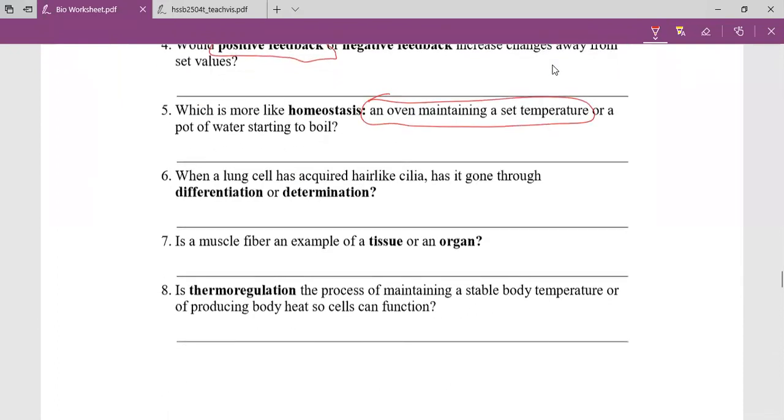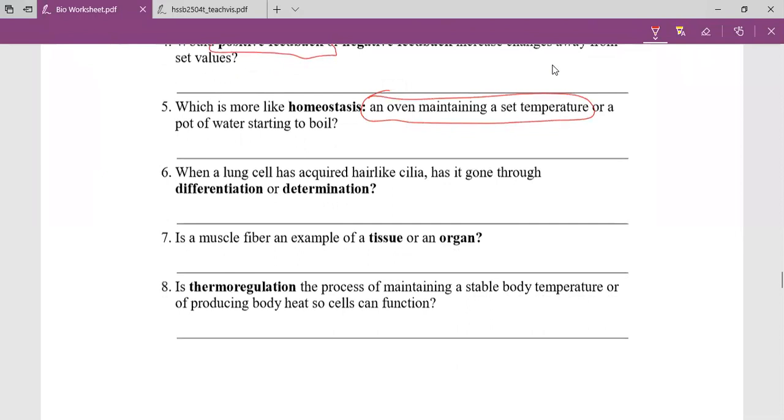When a lung cell has acquired hair-like cilia, has it gone through differentiation or determination? Differentiation. How do we know this? I explained to you what differentiation is. When it has already developed the qualities it needs to become a hair cell, which is having cilia. Determination is having determined to be something. It doesn't develop the structures yet. The structures begin to develop during differentiation. So it's differentiation.